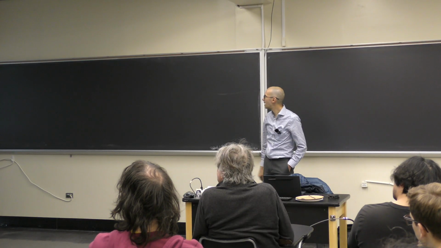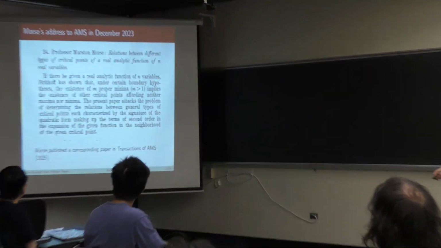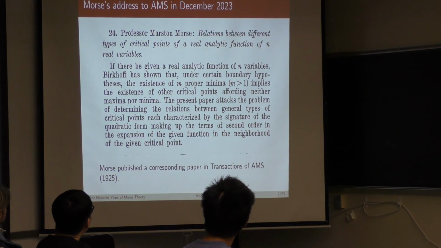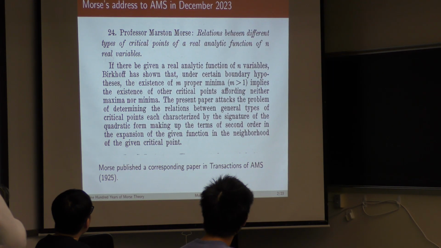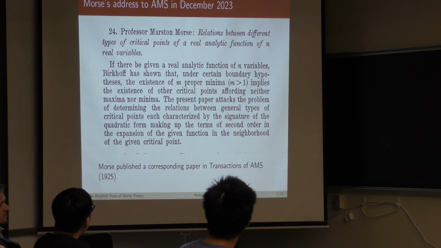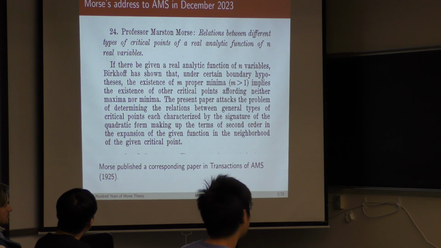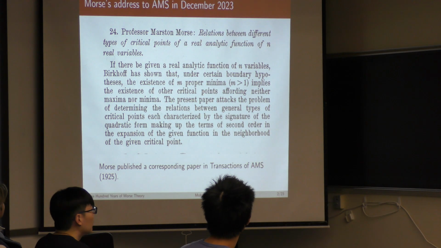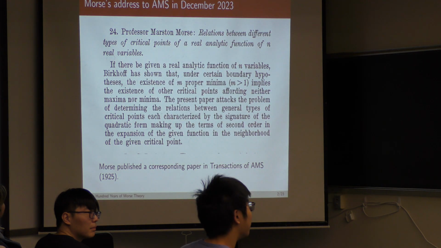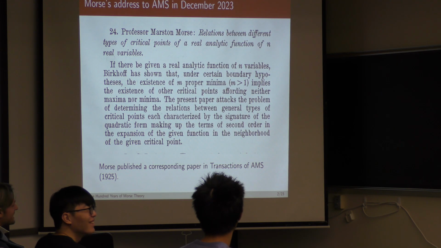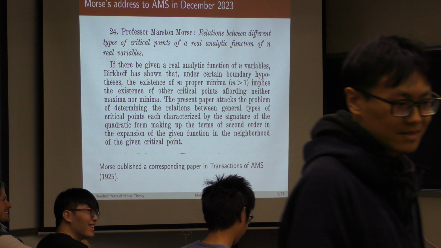This is Morse's address to the AMS in December 1923, so from some point of view, it's a little bit more than 100 years. It's kind of interesting: he discusses that he was given a real analytic function with n variables. Birkhoff has shown that if you make some assumptions about the number of critical points, say there are too many minima, then there are other critical points in addition. That's what he did in 1923. Sorry, 1923. It just took a long time to get published.